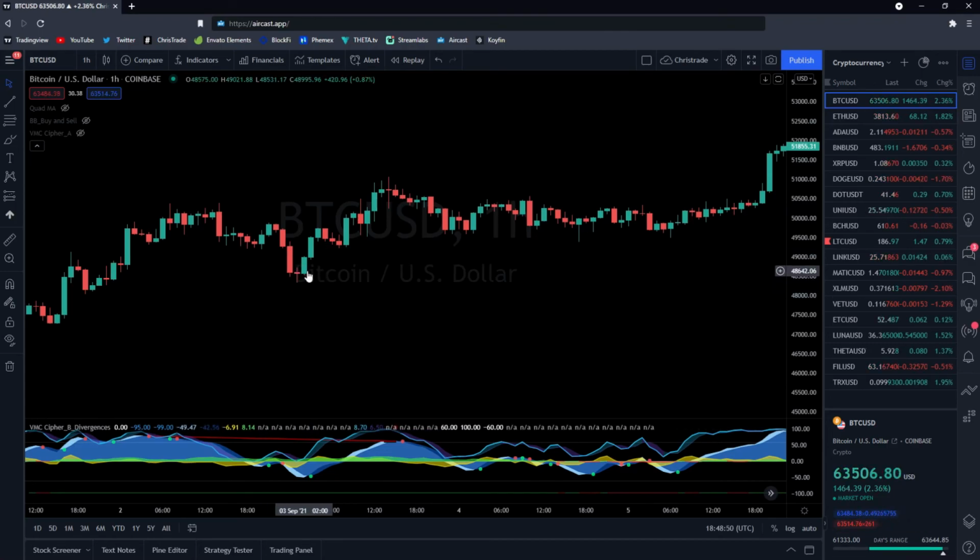So learn them, go get a chart up, see if you can spot it, and put that also in your arsenal. All right, guys, so that is my technical analysis on a candlestick formation known as the morning star.